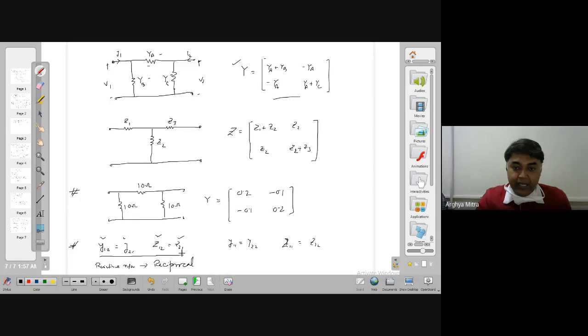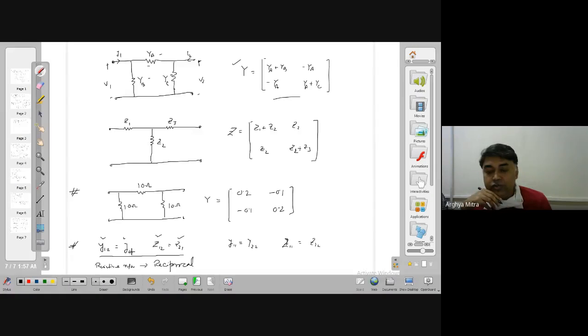Okay. And another thing is that if you don't see that this is reciprocal in nature, or maybe the options are something like that, where all the options, or maybe 2 or 3 of the options, obey z12 equal to z21, or maybe y12 equal to y21.